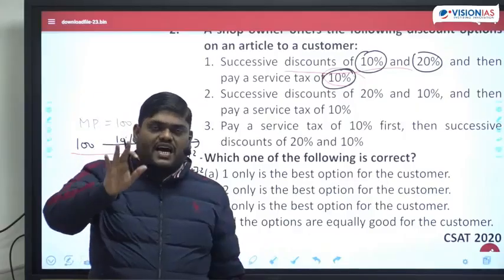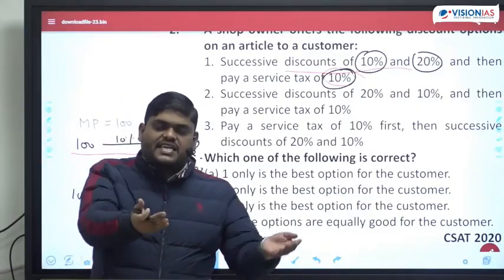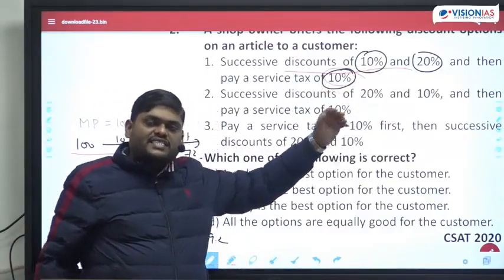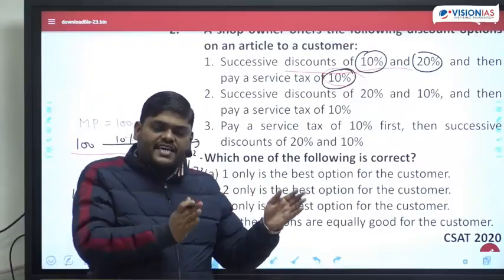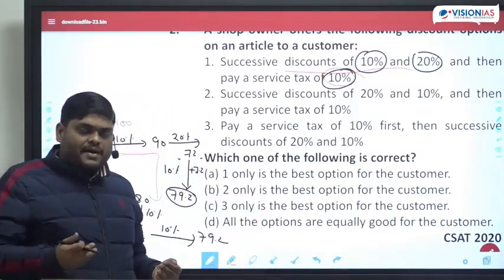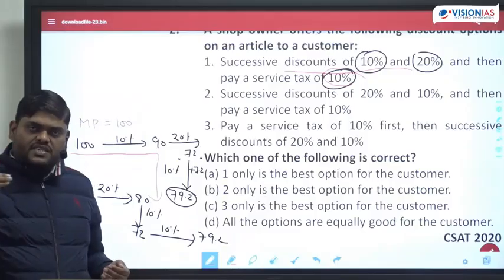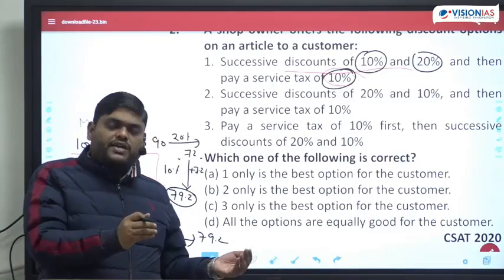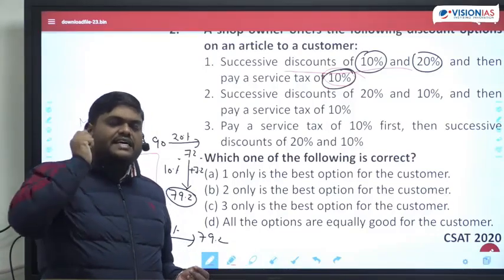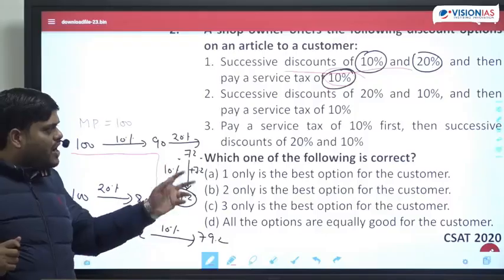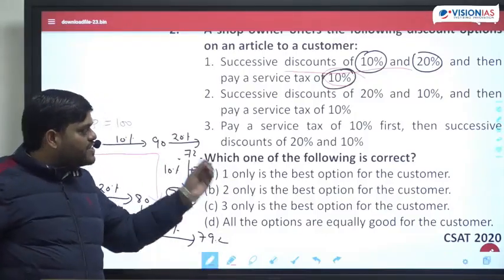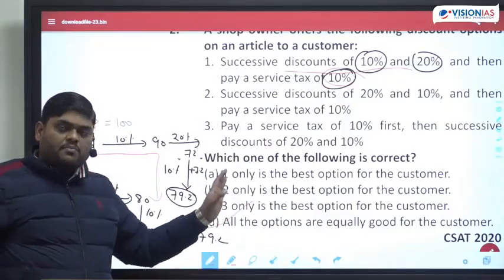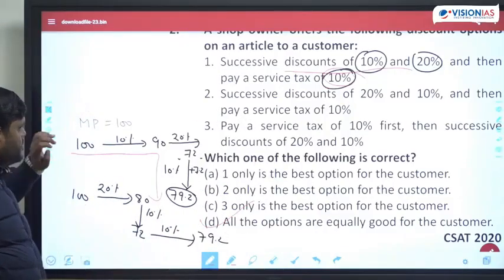If you remember, I told you that you can do anything first, anything second, there is no change in the answer. Either you can first increase, then decrease, or you can decrease, then increase. The answer will remain the same because this is the case of successive increment and decrement. If the question is 10% increment, then 20% decrement, you can either first decrease 10%, then increase 20%, or do the reverse. First increase 20%, then decrease 10%, your answer will remain the same. So if you remember that logic, without solving you can mark the answer as D. So this is a simple one.